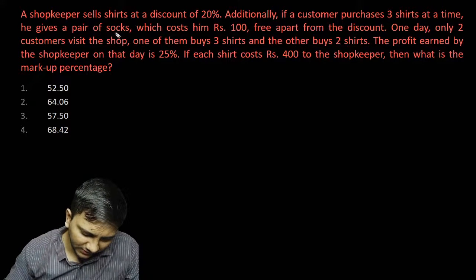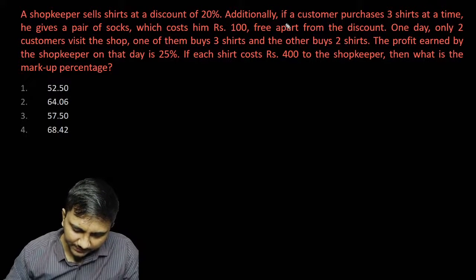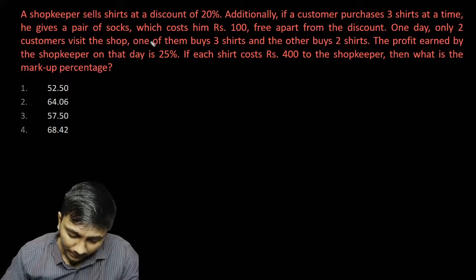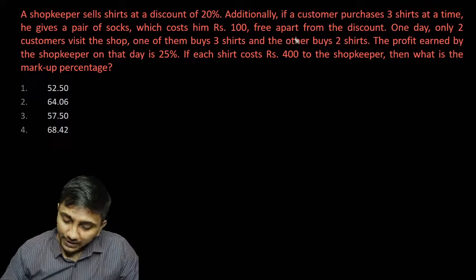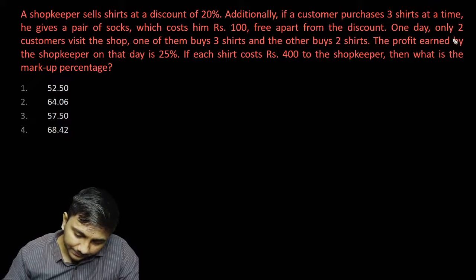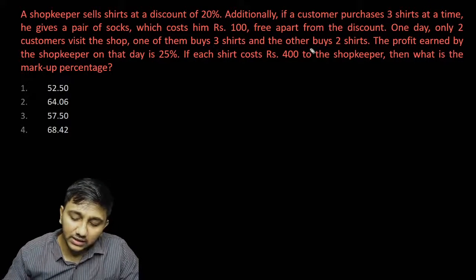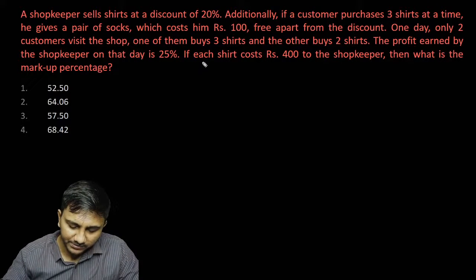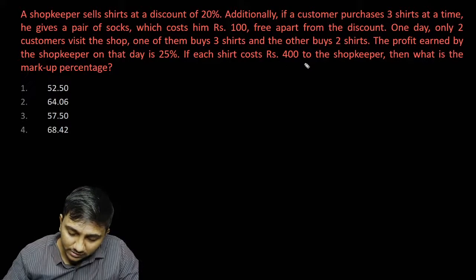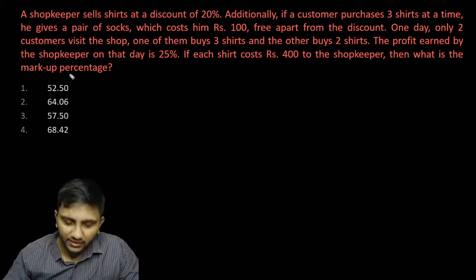A shopkeeper sells shirts at a discount of 20%. Additionally, if a customer purchases 3 shirts at a time, he gives a pair of socks, which costs him rupees 100. That is free apart from the discount. One day, only 2 customers visit the shop. One of them buys 3 shirts and the other buys 2 shirts. The profit earned by the shopkeeper on that day is 25%. If each shirt costs this much, then what is the markup percentage?